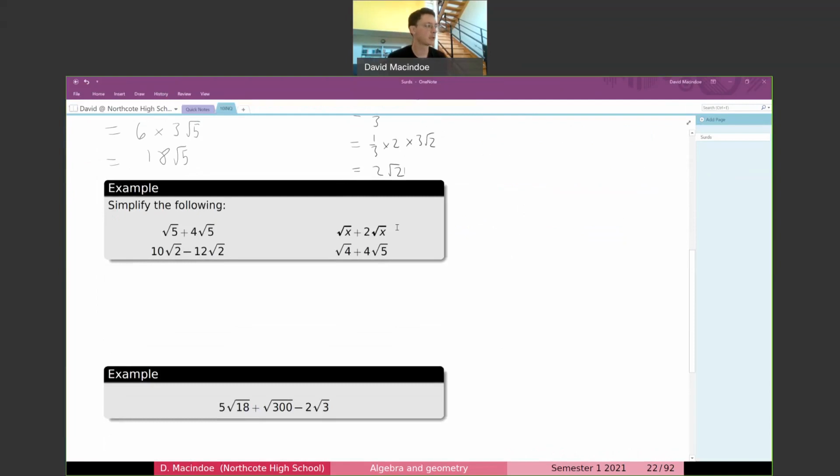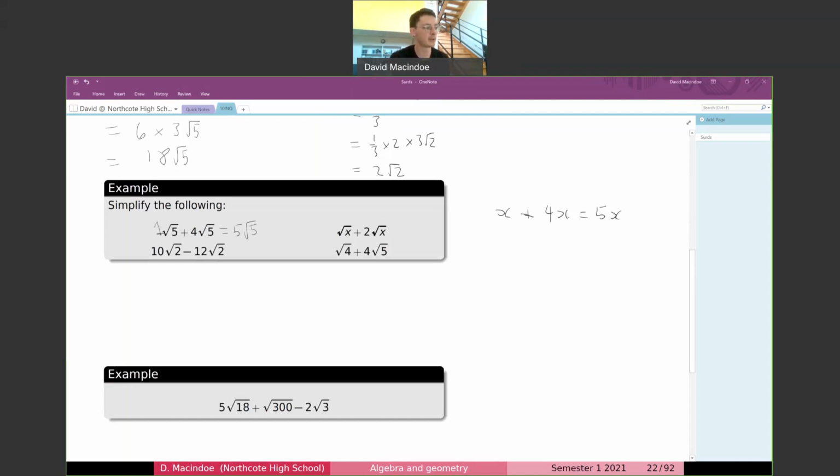So first, root 5 plus 4 root 5. When I was saying how it's kind of similar to algebra, if I had x plus 4x, you'd probably feel pretty comfortable telling me that's 5x, right? Well, it's kind of the same. It's just x is now root 5. So it's 1 lot of root 5 plus 4 lots of root 5, so I must have 5 lots of root 5. There's an implied 1 in front of this, isn't there? 1 times root 5.